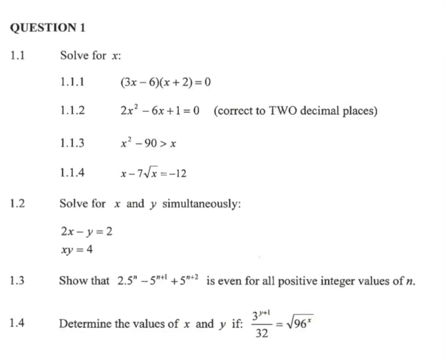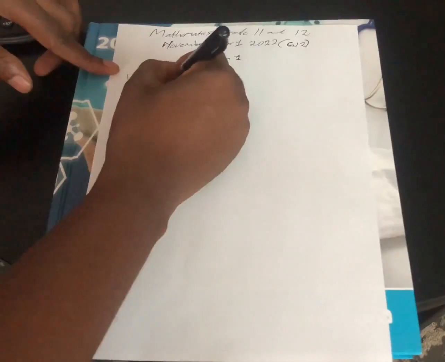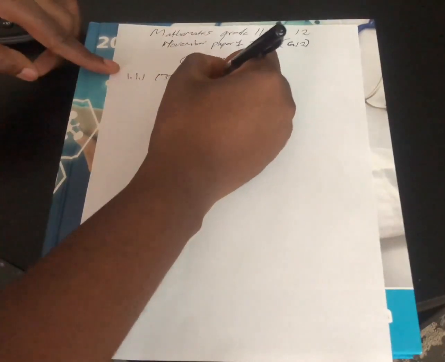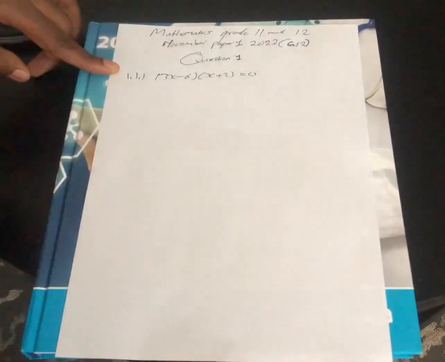So these are level 1 questions, which we expect each and every learner who is doing mathematics in grade 11 and in grade 12 to be able to answer. You can tell that question 1, 1.1 is solve for x. 1.1.1, we have (3x - 6)(x + 2) = 0.